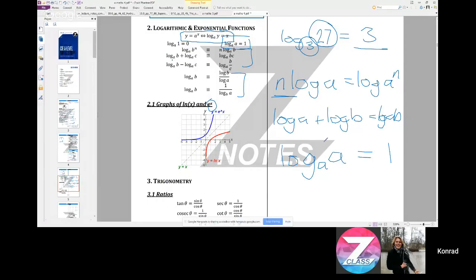Another point to make, as demonstrated by this graph: why can we not take the log of a negative number? Because you can't have something to the power of something that gives you a negative number. So you can't take 3 to some power and get -9. That just doesn't work, right? So that's why our log is only in the positive chunk of the map.